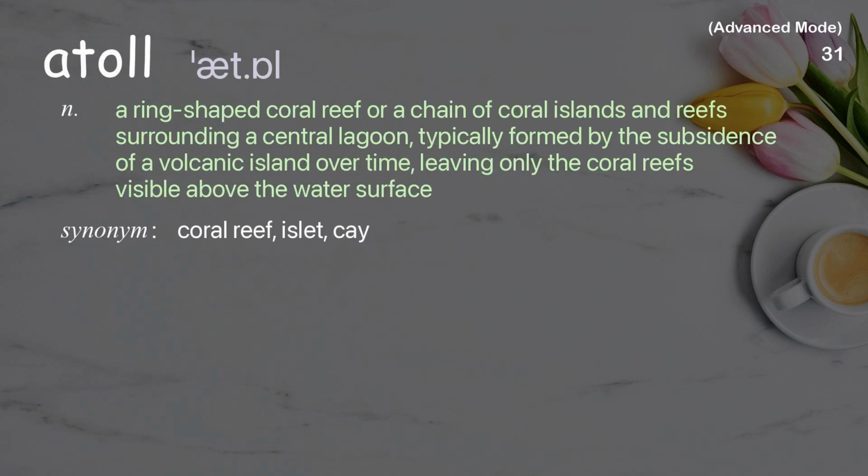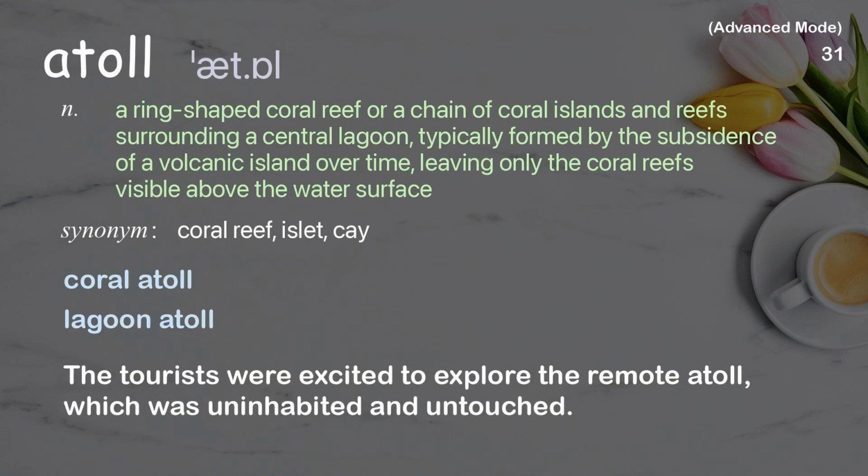Atoll. A ring-shaped coral reef or a chain of coral islands and reefs surrounding a central lagoon, typically formed by the subsidence of a volcanic island over time, leaving only the coral reefs visible above the water surface. Examples: Coral atoll. Lagoon atoll. The tourists were excited to explore the remote atoll, which was uninhabited and untouched.